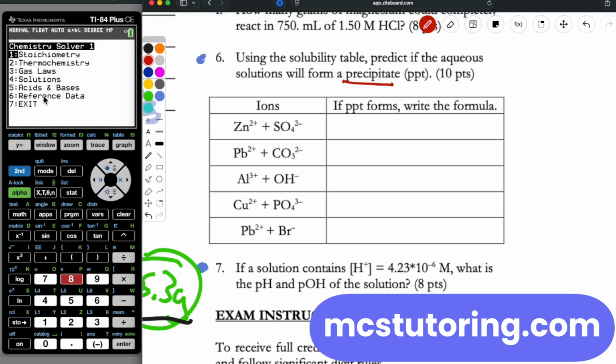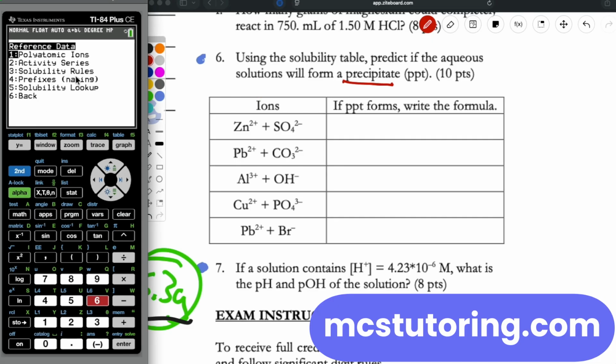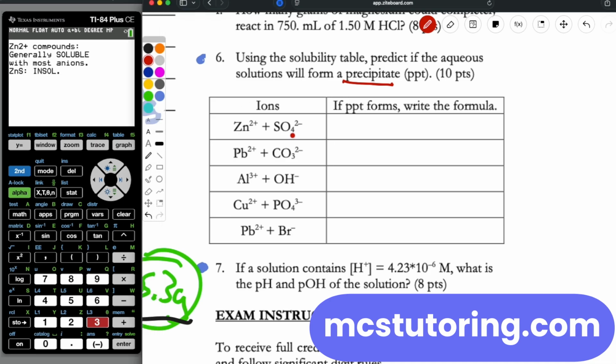Okay, so we're going to go, I think, to reference data and solubility lookup. And look, cation, I probably should label this. This thing's positive, anion's negative. So we're going to try to look it up by cation. Okay, we got a Zn 2+, hopefully some more. Oh my gosh, thank you. Okay, so Zn. Generally soluble with most anions. Zinc with sulfur, it looks like, is insoluble. But that's sulfate, so that's soluble. So I'm just going to write soluble just to be safe.